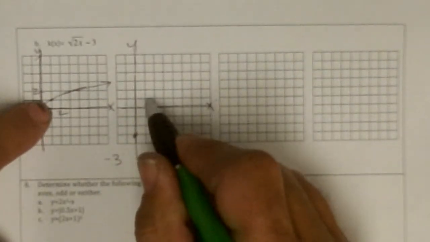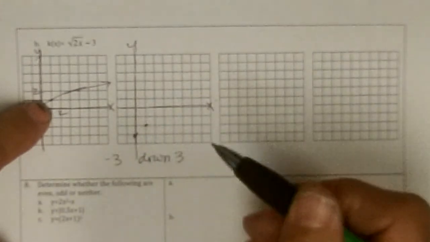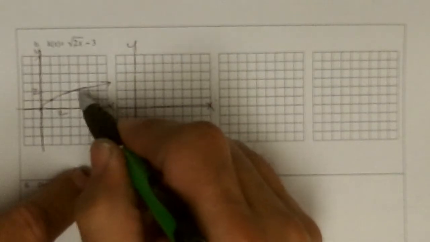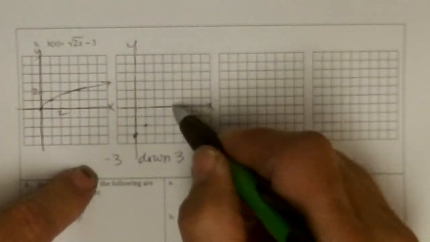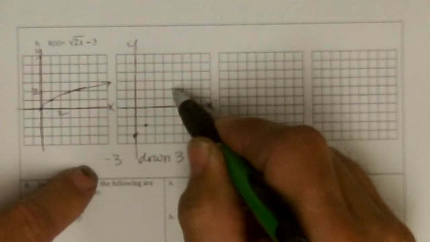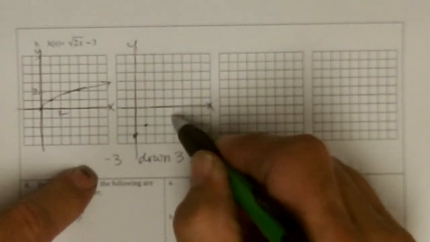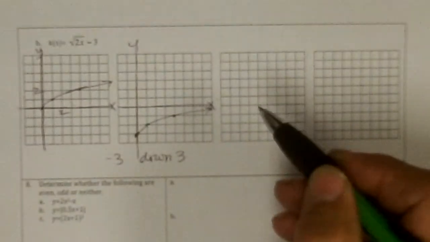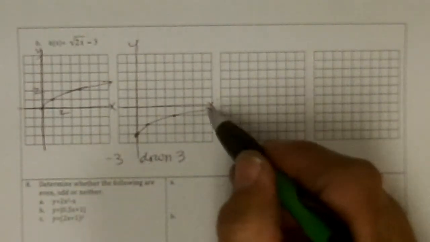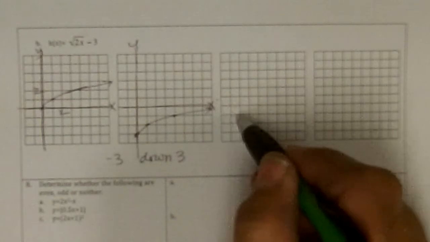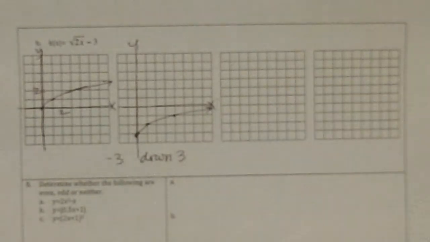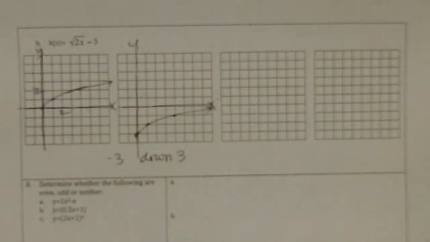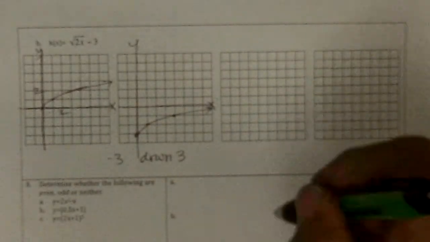The 1, 1 goes down 3 to 1, -2. And the 4, 2 goes down 3 to 4, -1. And it looks like that. And out at 9 it would be at 3, crossing the x-axis. Alright, and so now I've got to do the 2 on the x.